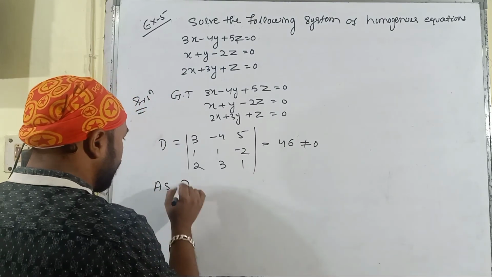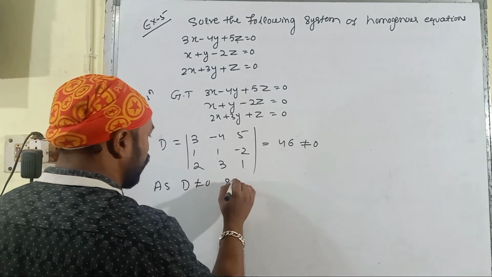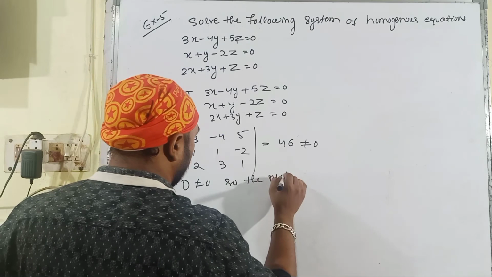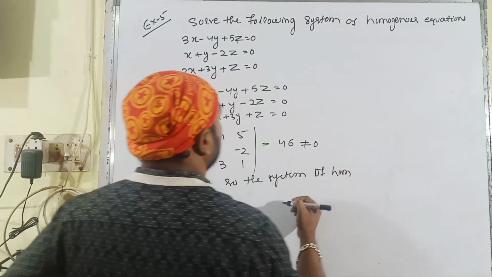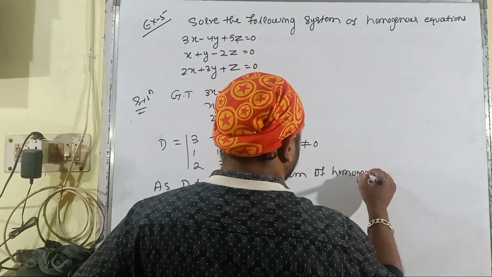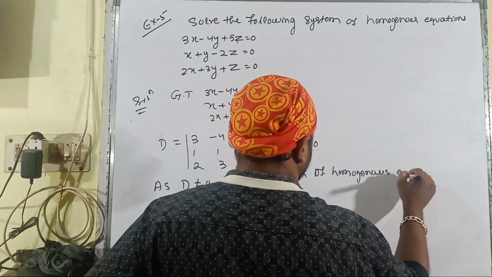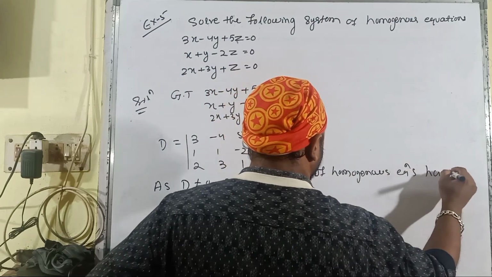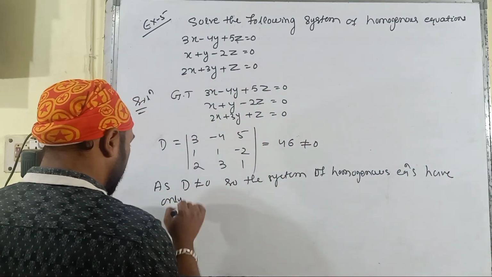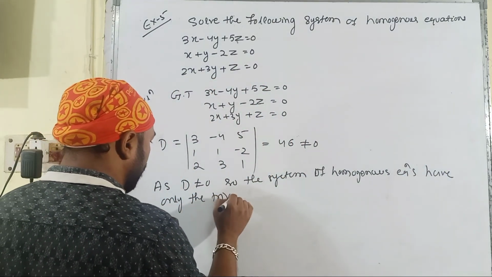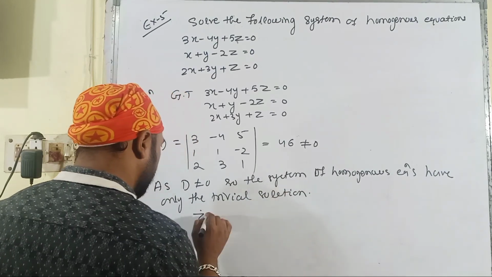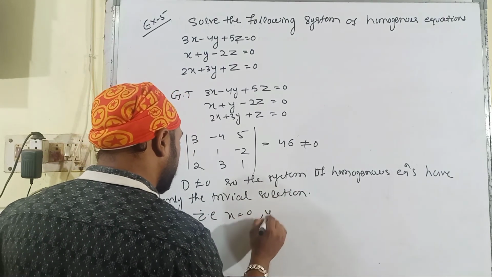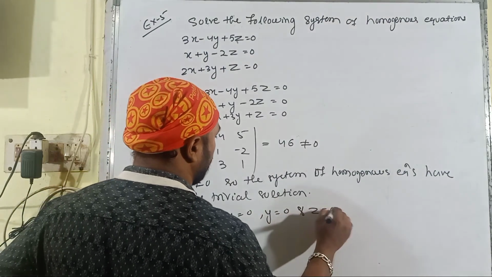As D is not equal to 0, the system of homogeneous equations has only the trivial solution, that is x is equal to 0, y is equal to 0 and z is equal to 0.